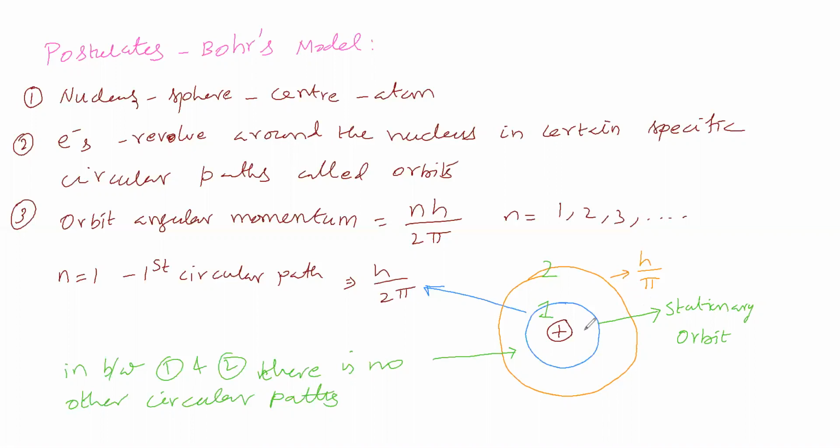Then what the Niels Bohr model says is that when an electron jumps from a lower energy level to a higher energy level, it will absorb energy. We will take it as the first level.